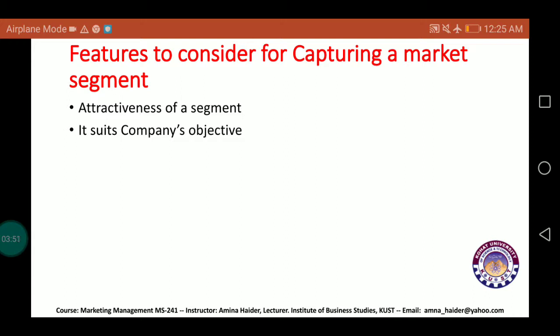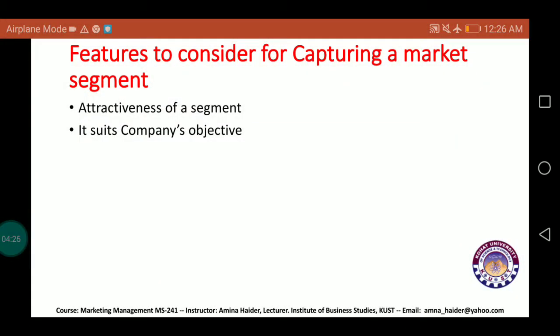Explaining the first feature, that is the attractiveness of a segment. In order to determine the attractiveness of the segment, the company must think on characteristics which reflect its attractiveness, such as its size, its profitability, measurability, accessibility, potential for growth, scale of economy, differentiability. These characteristics help decide whether the segment is attractive or it's not attractive.